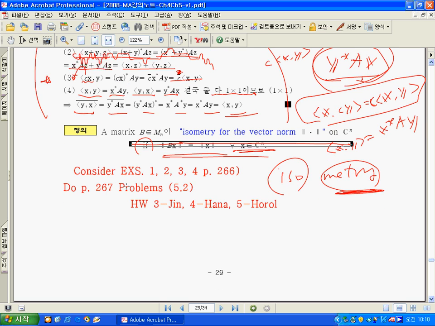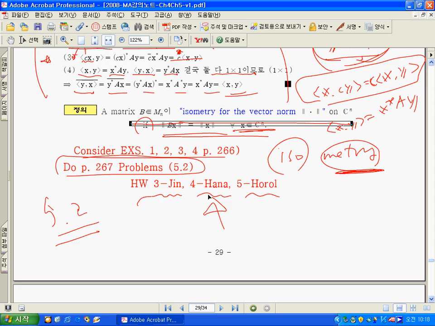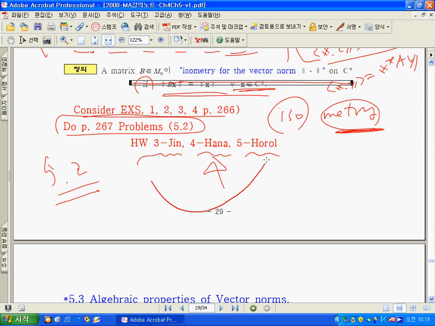Here, you can try some exercises. And here's a problem for section 5.2, page 267. Jin, Hana, and Horol, you may try just these 3 problems. Okay, Hana? You want to try this one. And the others will see what the others do.